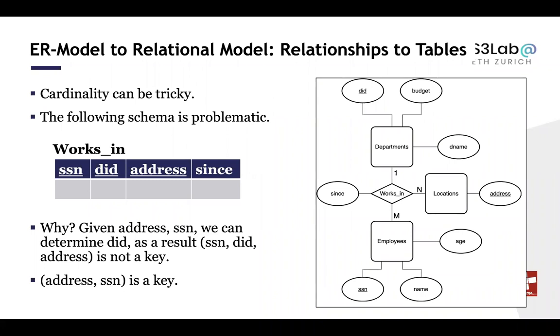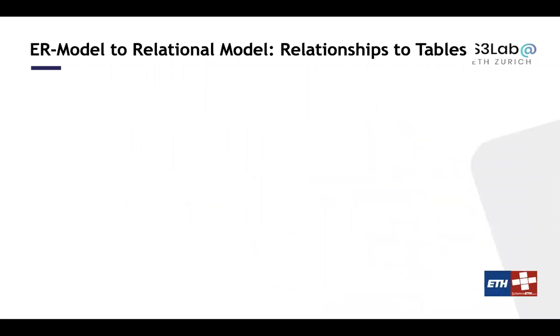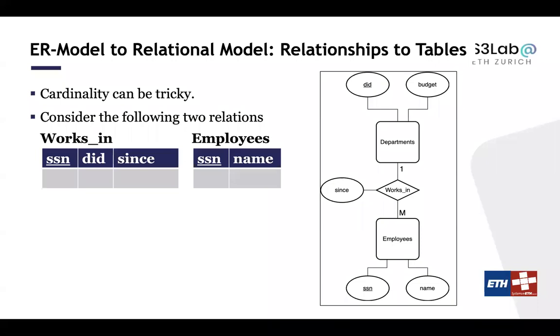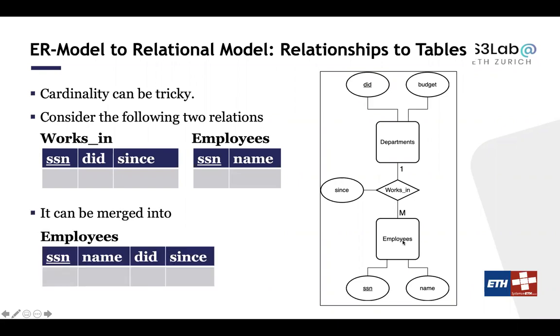When we talked about ER diagrams, we hadn't talked about functional dependency yet. Now we've talked about all the concepts, so it's time to look back and try to put everything together. So yeah, it can be tricky. Whenever you have a diagram like this, you could have one relation storing, for example, the works-in relationship, and one relation storing the employees relation, the employee entity set. So you could merge them together.